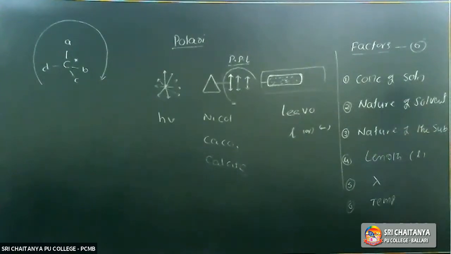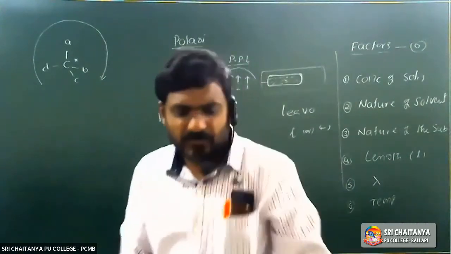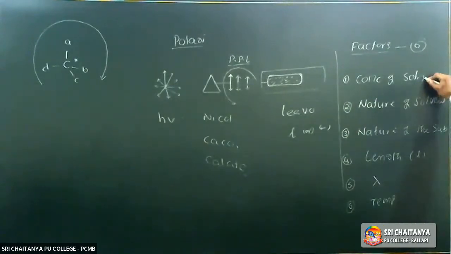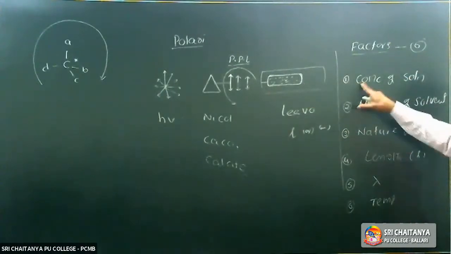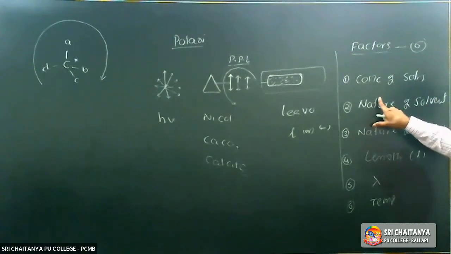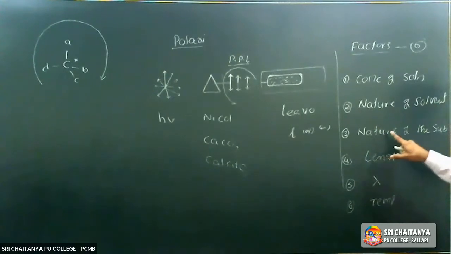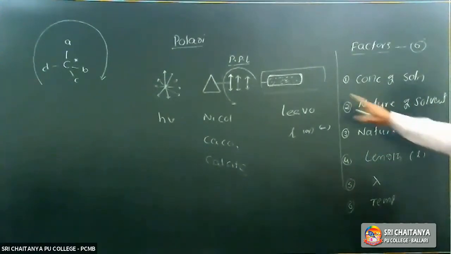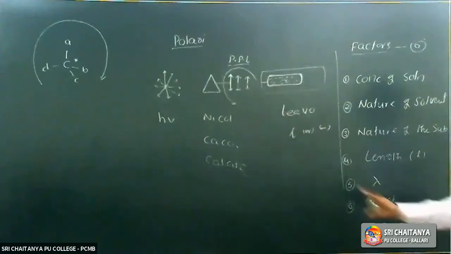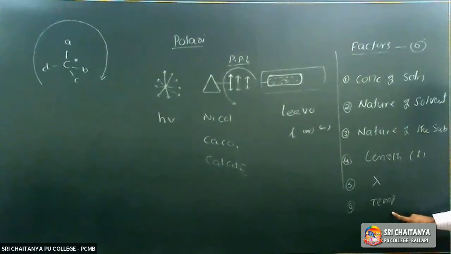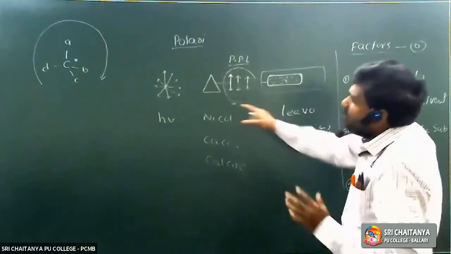These are the factors that influence the rotation of plane polarized light. It depends on the concentration of the solution and the nature of the solvent, since the substance is dissolved in a suitable solvent. It also depends on the nature of the substance, the length of the glass tube, the wavelength of incident radiation, and temperature. So these are the factors that influence the rotation of plane polarized light.